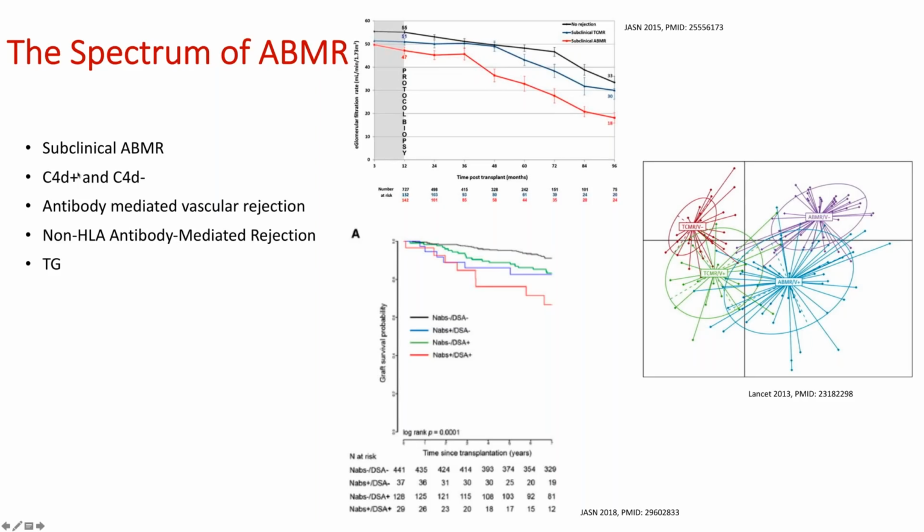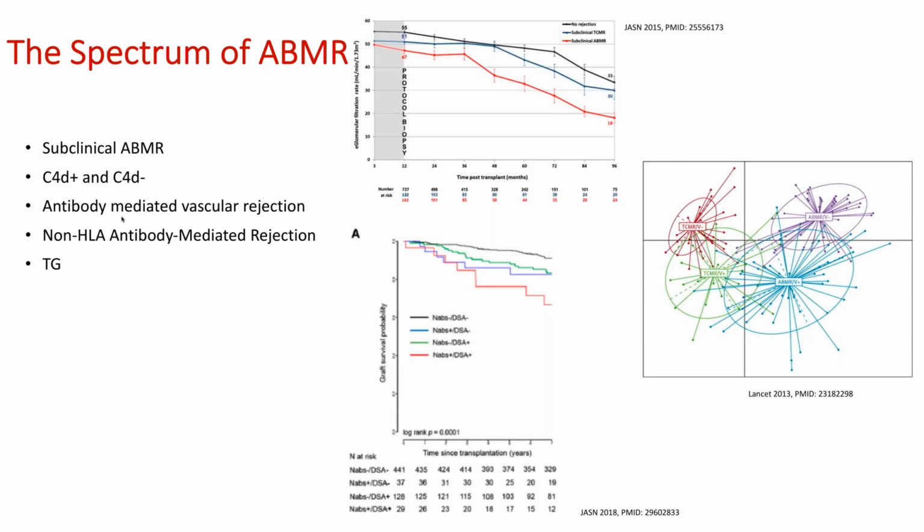So subclinical ABMR, C4D positive and C4D negative ABMR, and the third thing is antibody-mediated vascular rejection. What does it mean? In the original BANFF classification, vascular rejection was considered a cell-mediated problem. What is vascular rejection? In the literature, certain terms are used interchangeably, which led to confusion: antibody-mediated rejection, humoral rejection, vascular rejection. Depending on the pathologist's use of these three terms, the report can be a little confusing.